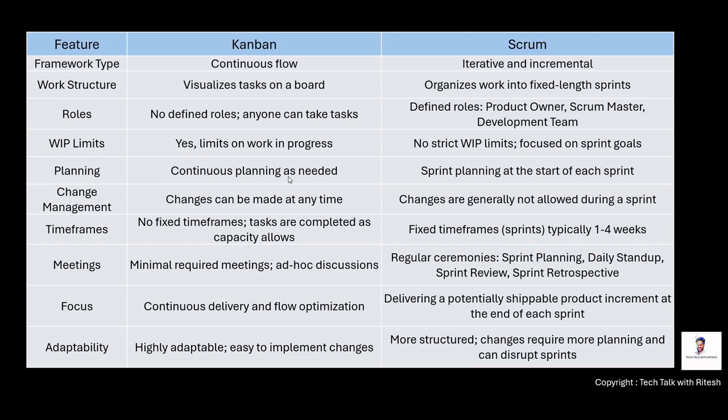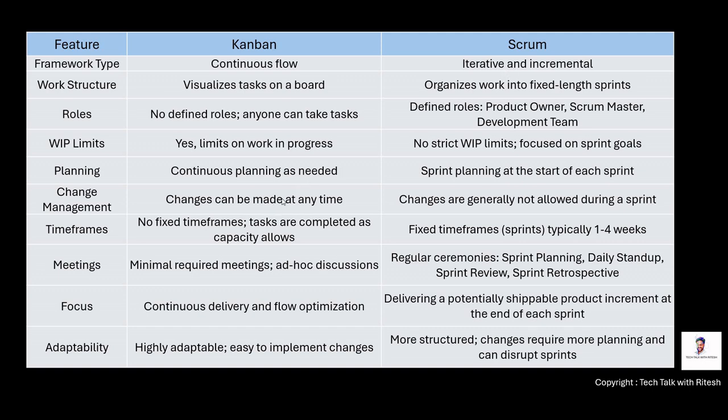Planning perspective: continuous planning is needed in Kanban, whereas in Scrum, sprint planning at the start of each sprint is needed. Change management: changes can be made at any time, right? Anytime. So usually that's why Kanban is also used for, for example, if there is any production issue, there is a production issue L1, L2, L3 support fixing team. So that is also one of the use cases where we can use Kanban, because anytime if there is a production issue coming, that ticket should be taken by the team to work upon.